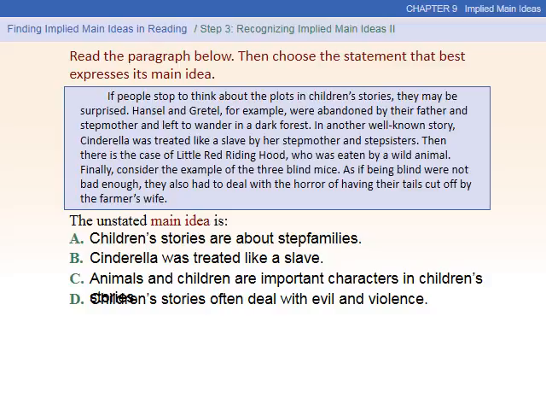If people stop to think about the plots in children's stories, they may be surprised. Hansel and Gretel, for example, were abandoned by their father and stepmother and left to wander in a dark forest. In another well-known story, Cinderella was treated like a slave by her stepmother and stepsisters. Then there is the case of Little Red Riding Hood, who was eaten by a wild animal. Finally, consider the example of the three blind mice. As if being blind weren't bad enough, they also had to deal with the horror of having their tails cut off by the farmer's wife.